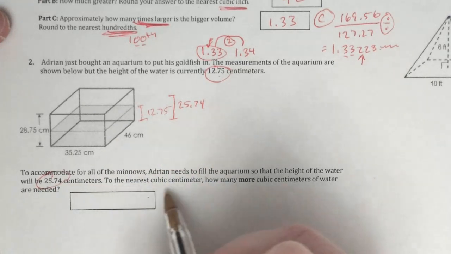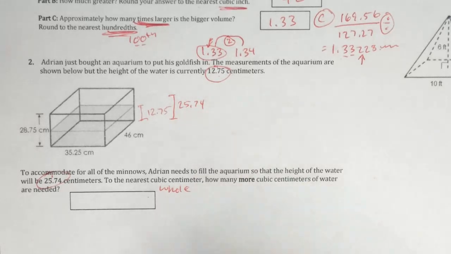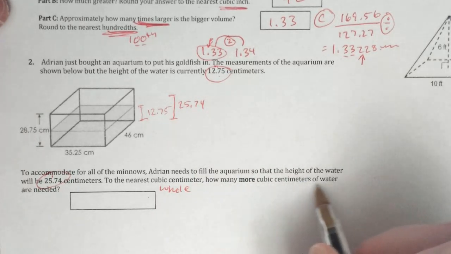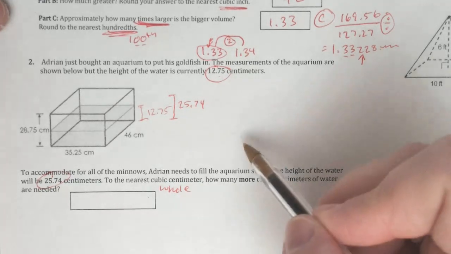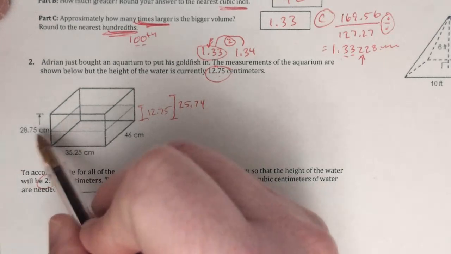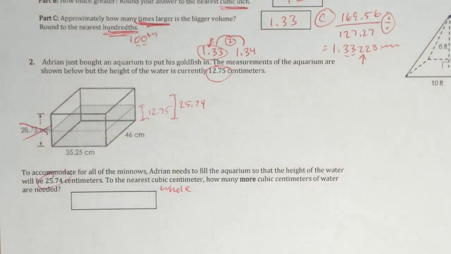To the nearest cubic centimeter, so that means whole number, because he didn't say hundredths or anything like that. How many more cubic centimeters of water do we need? Okay, now here's the important part. We are actually not filling it up to the top of this tank. So this 28.75 is just messing with us. So just let that disappear.